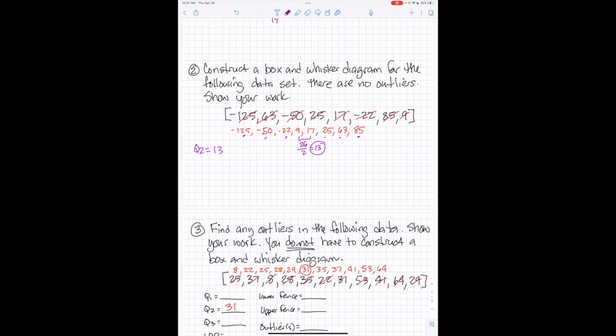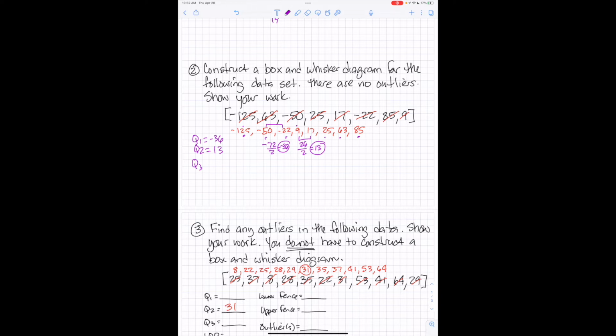Now, to find Q1 and Q3, I have to find the middle of each half of the data. I use 9 in the left set. So -50 and -22, so I've got to find the average between these two. -50 plus -22 is -72 divided by 2 equals -36. So Q1 equals -36.